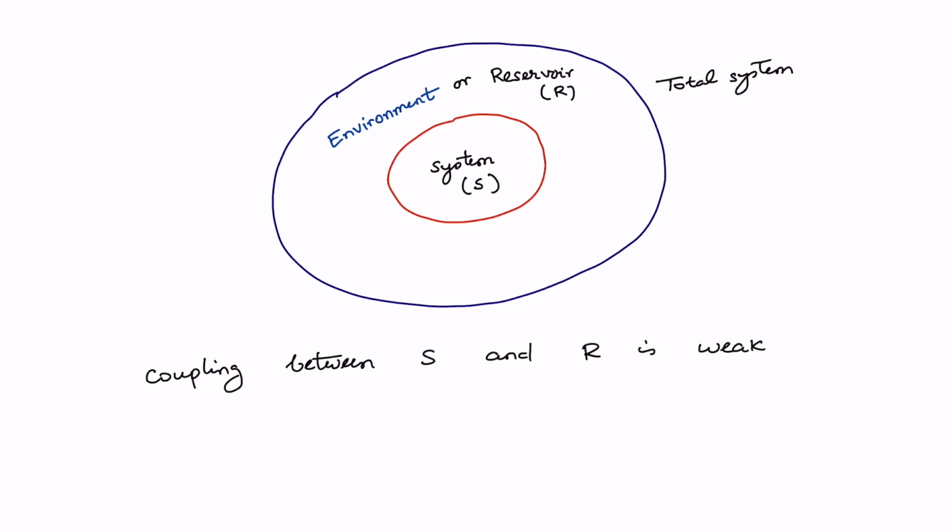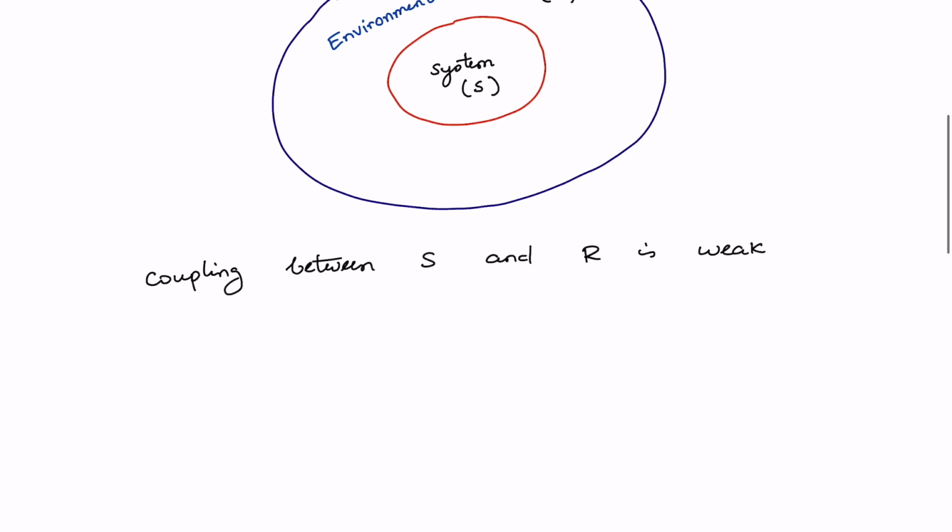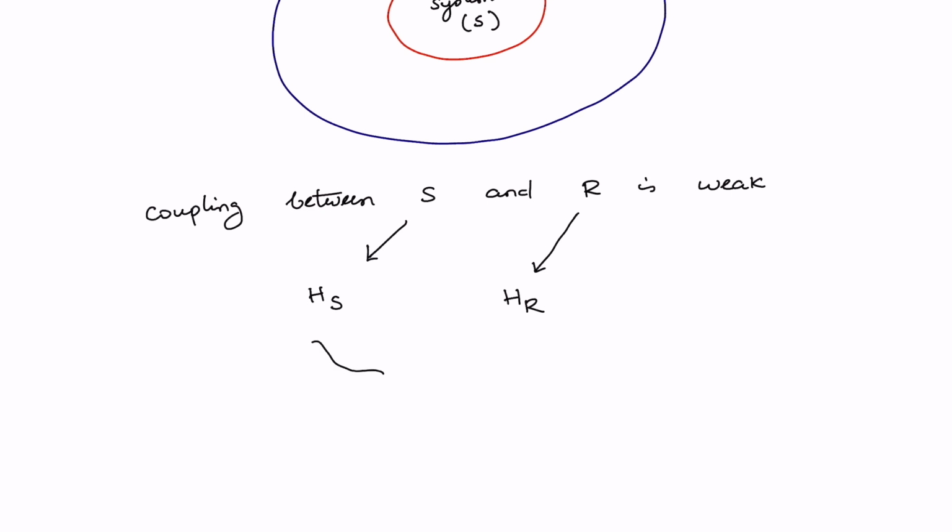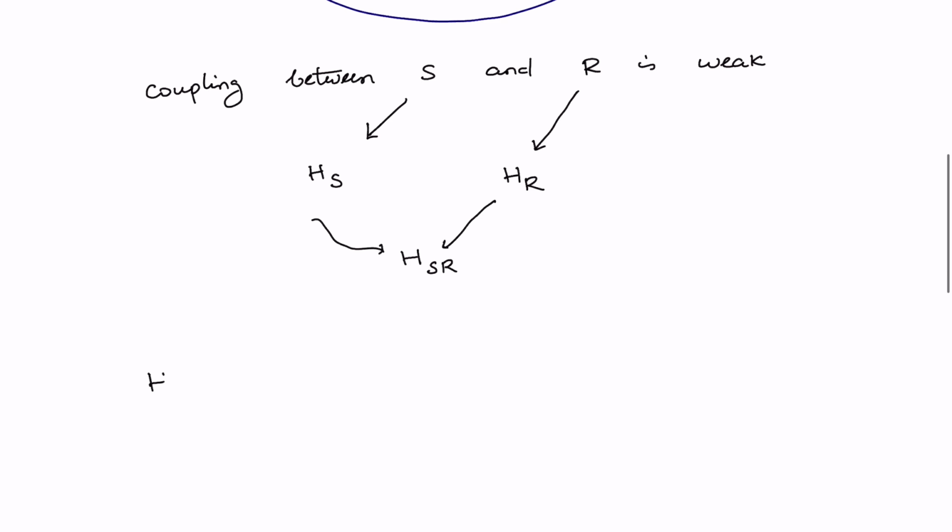Alright. Now the system is represented by the Hamiltonian H_S, and the reservoir is described by the Hamiltonian H_R, and the interaction between the system and the reservoir is described by the Hamiltonian H_SR, right? And the total Hamiltonian in that case is going to be the system Hamiltonian plus the reservoir Hamiltonian plus the interaction Hamiltonian between the system and the reservoir.